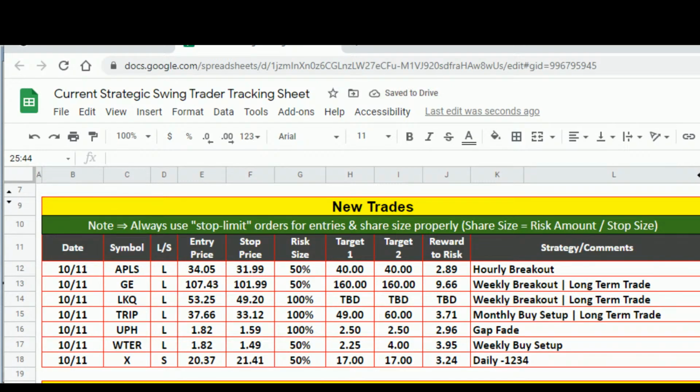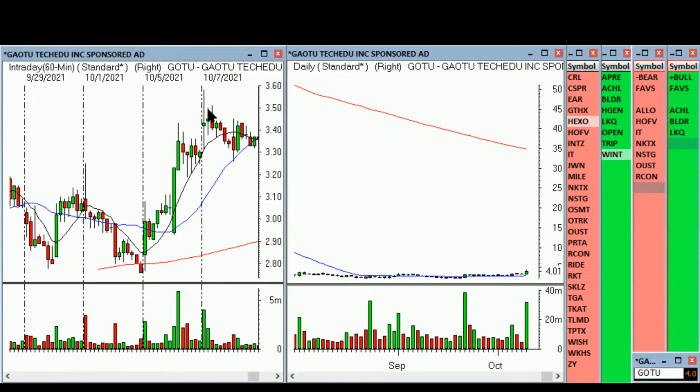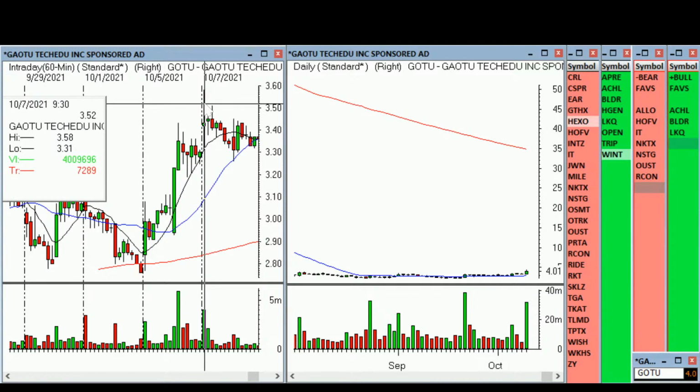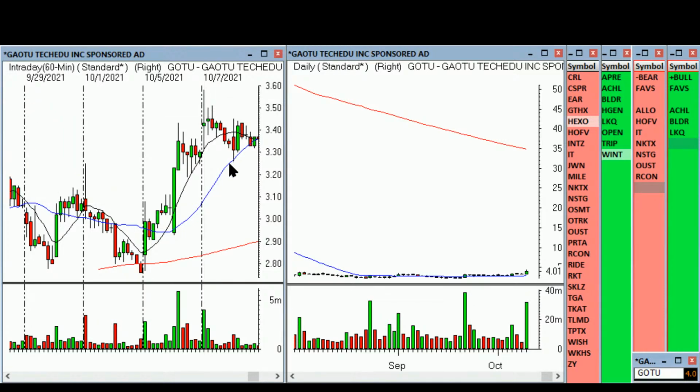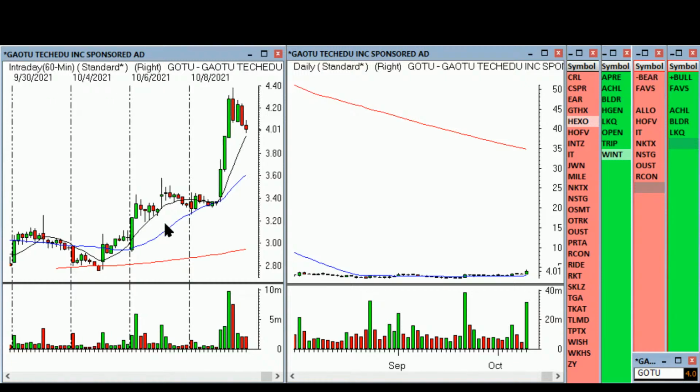The entry was at 359, so over this bar's high. Stop was 324, under the SPARS low. And it's a daily breakout. And sure enough, totally would have worked. But I didn't do it.